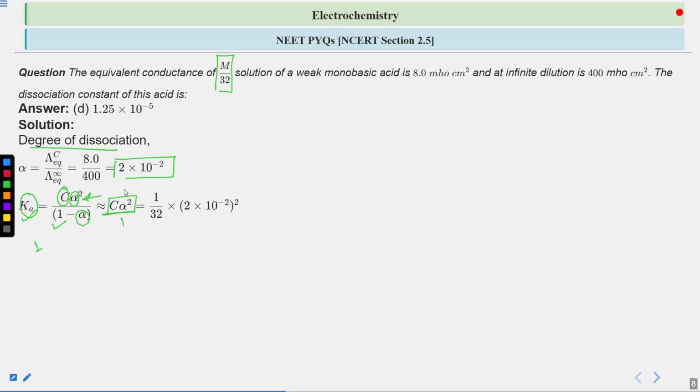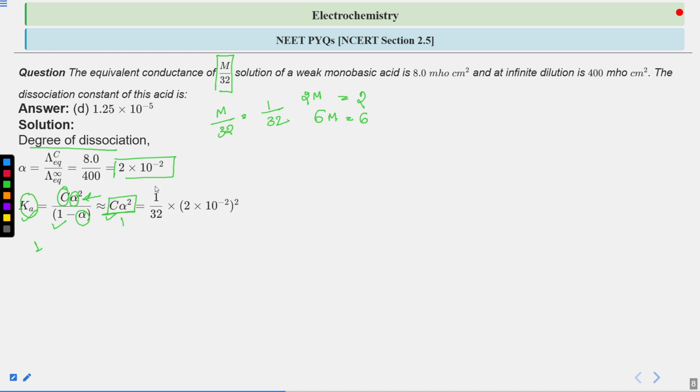So in C alpha square, C, as I said, is the concentration, given as 1 by 32. Why am I saying 1 by 32? Because if the solution is given as 2 molar, we take its molarity as 2. If we say the solution is 6 molar, we take its molarity or concentration as 6. But here the molarity is given as M by 32. That means we have to take the concentration or molarity as 1 by 32.